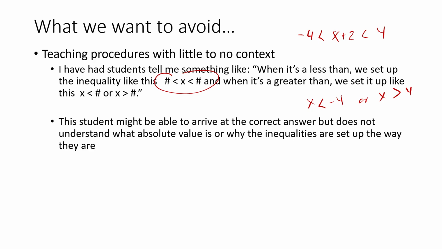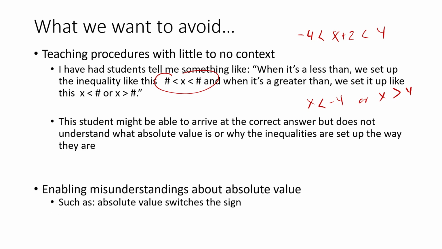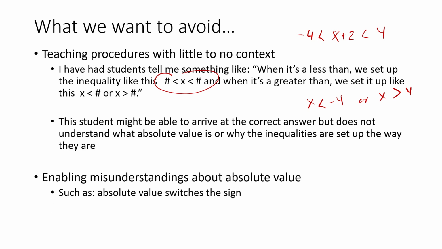So we really want to try to avoid that. We don't want right answers without right understanding. It's a very tempting shortcut to take, but is not in the student's best interest in the long run. And we also don't want to enable misunderstandings about absolute value, such as absolute value switches the sign. We want to really find out if our students have those misconceptions and get rid of them at the outset.